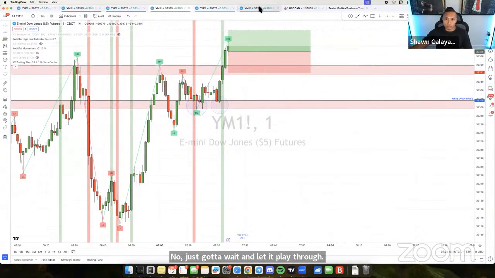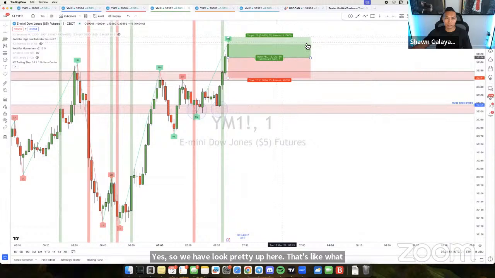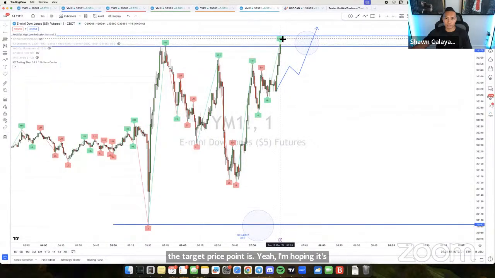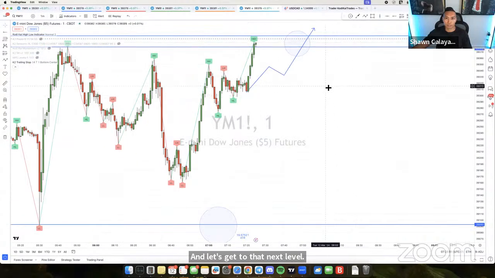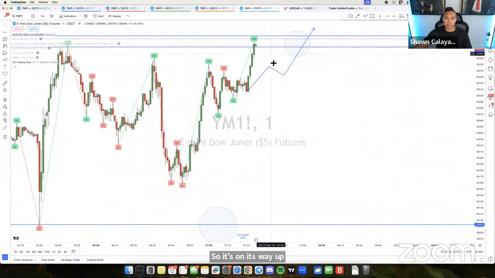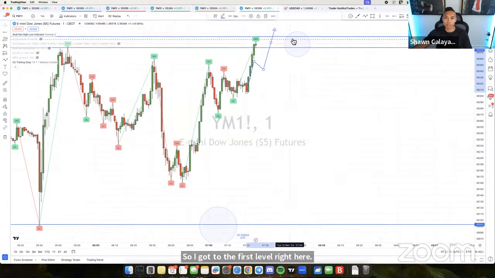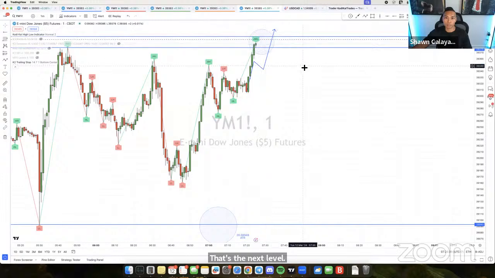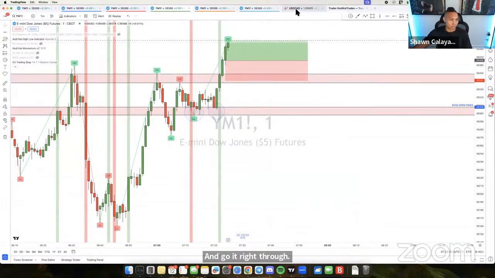Yeah, so we have liquidity up here. That's like where the target price point is. I'm hoping to just blast through the liquidity right there, and it just did. And let's get to that next level of liquidity up there as well. So it's on its way up. It got through the first level right here. And we're hoping it pushes up to the next level and goes right through. Let's see, it's almost there. Let me see what the TP's at.